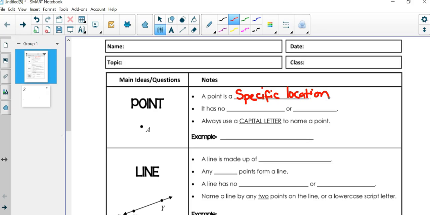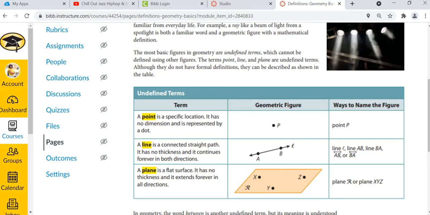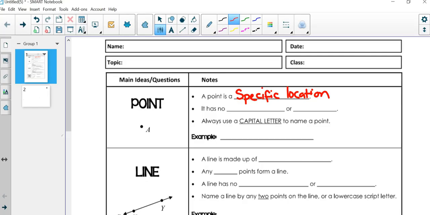It has no what? Let's go back to our definition. It has no dimension. So you can put dimension, but remember I told you dimension is like saying no shape or size. So we're just going to write no shape or size. Or you're free to write dimension, and I'll take either one.